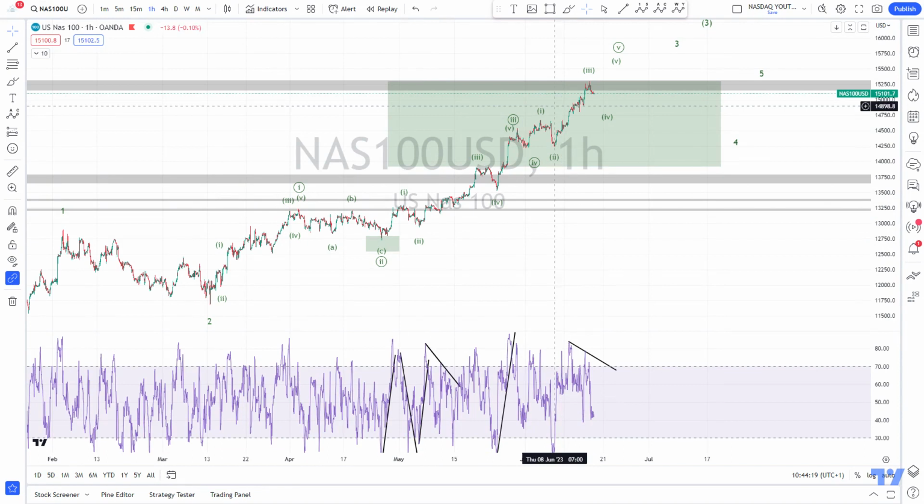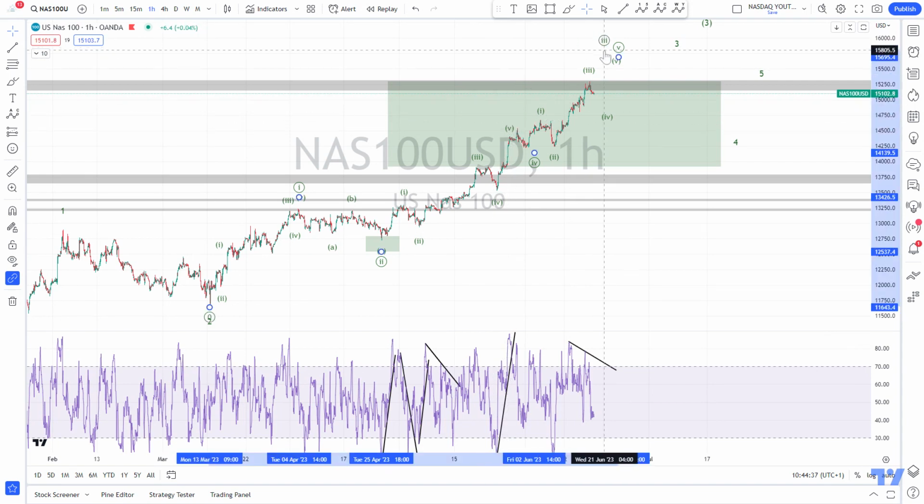And then here I am in doubt. I think this is our wave 3 here. However, if we take again out this divergence, it would mean that our wave 3 is still ongoing. But with this data, I would say this is our wave 3, this is the wave 4.